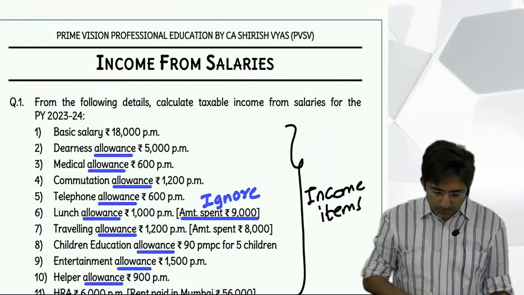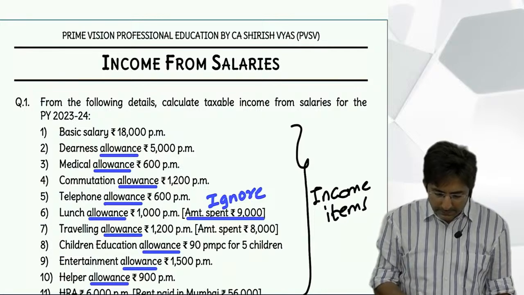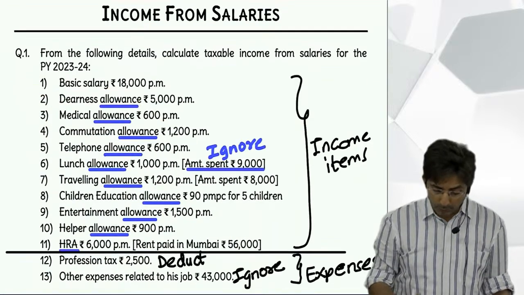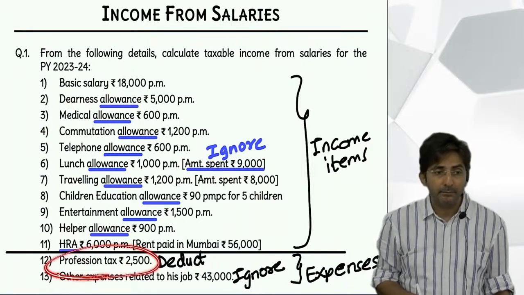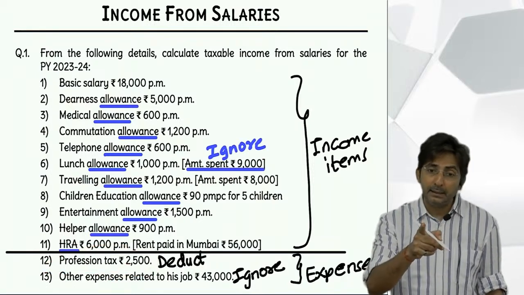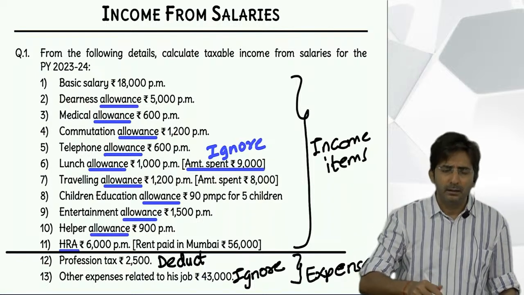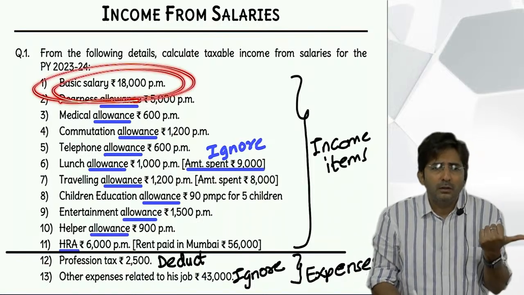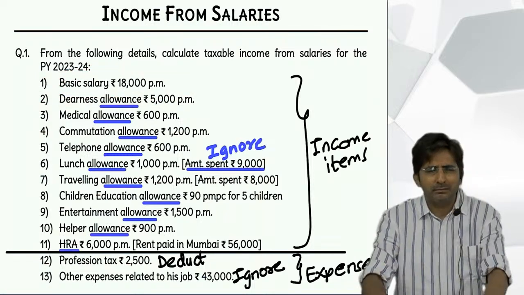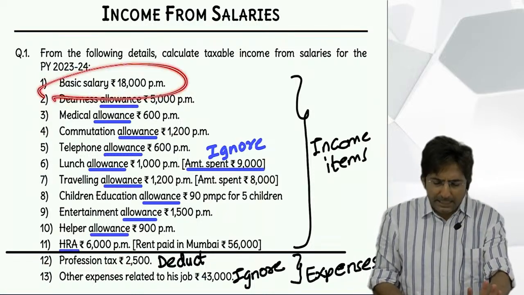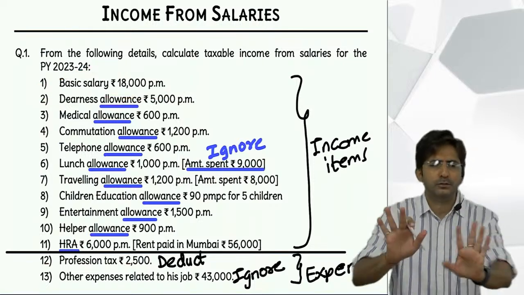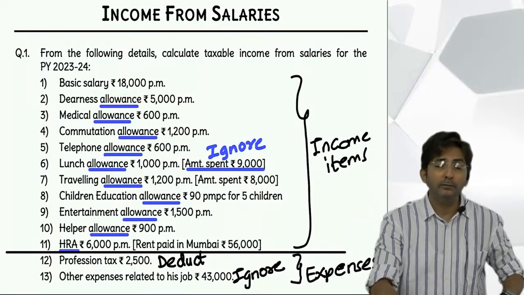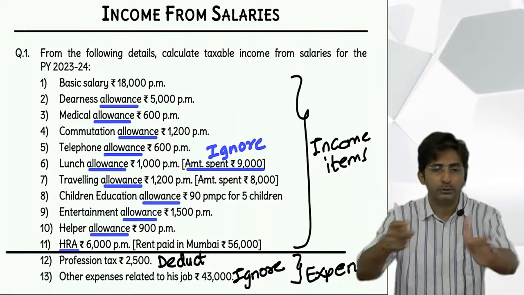But in our question, it was just basic salary. Then we should assume it is gross. See, in our question also, profession tax was there, and in reality, they deducted from basic salary only. But did they give this figure is net? No. Then you should not act over smart. Nothing is given. That means the given figure is already gross. Don't do anything. If they write net or if they write after deduction, then you should gross up.